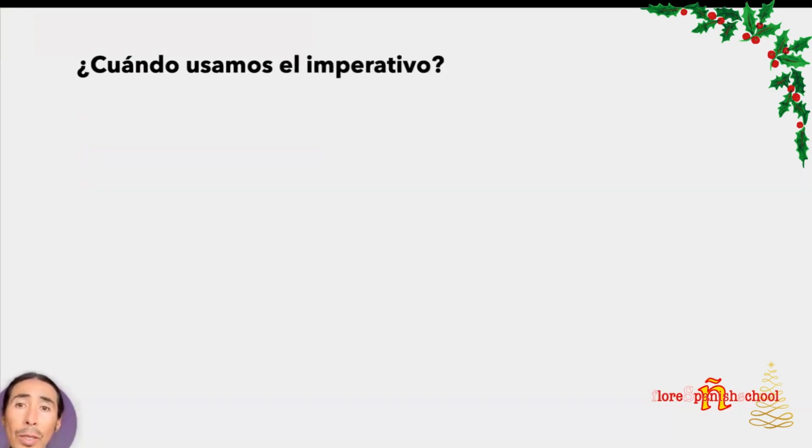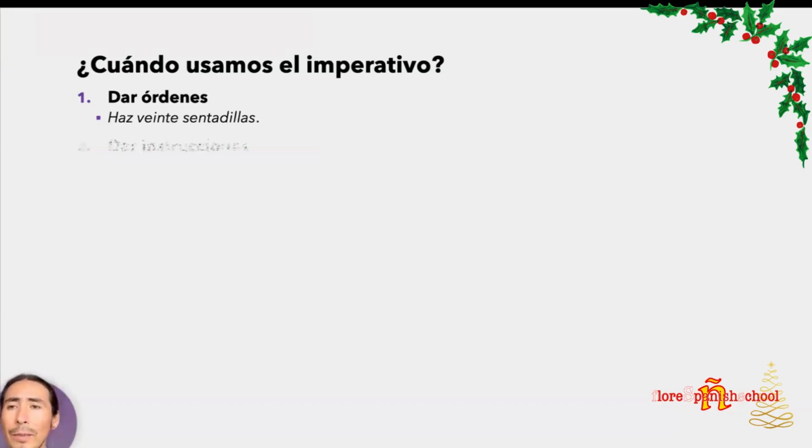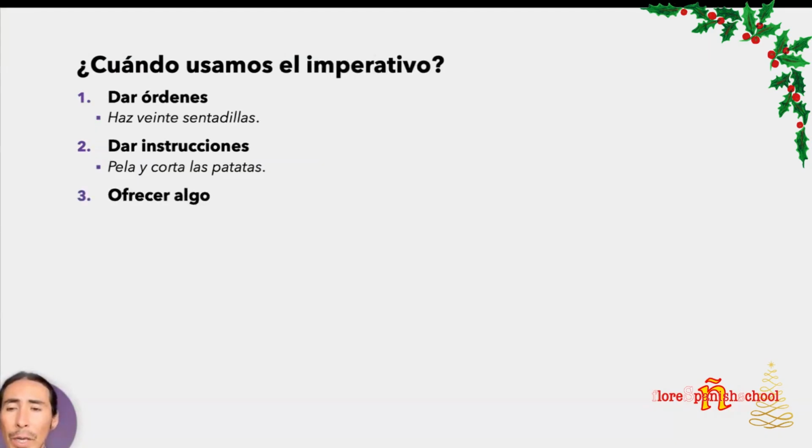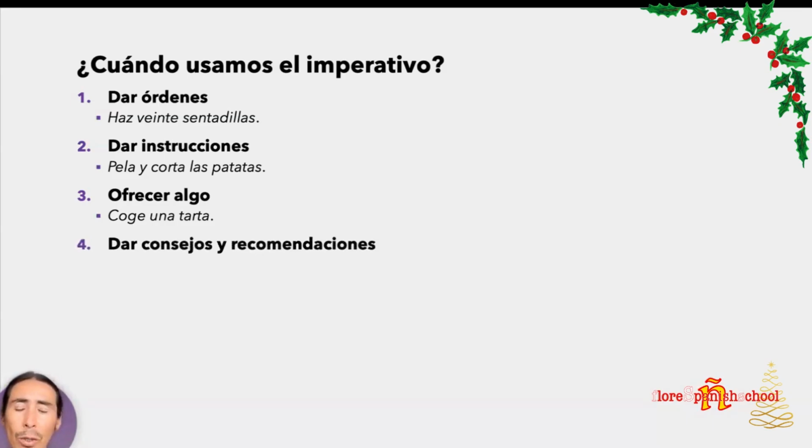Ahora, ¿cuándo usamos el imperativo? For example, when we are giving orders, dar órdenes. Haz 20 sentadillas. Do 20 squats. Dar instrucciones. Like when we want to prepare a tortilla de patatas. Pela y corta las patatas. Ofrecer algo. Offering something. Coge una tarta. Take a cake. Dar consejos y recomendaciones. Giving advice. Bebe agua. Está haciendo mucho calor.